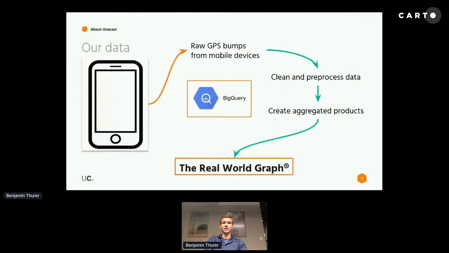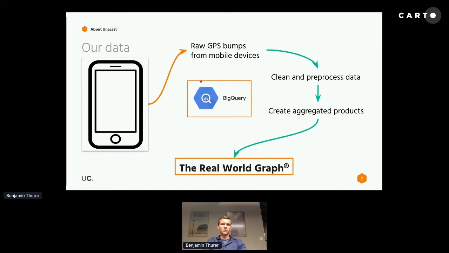And what we do with that data is very simply put here. It's basically the processing pipeline we have, in a very simple way. We are working on mobile data from devices, so raw GPS data. We clean and pre-process the data, we aggregate it to a product, and this product goes into the real-world graph. And the nice thing is, although we have a lot of data, BigQuery is an amazing tool which allows us to do all those things.